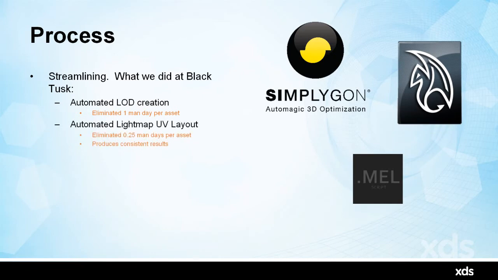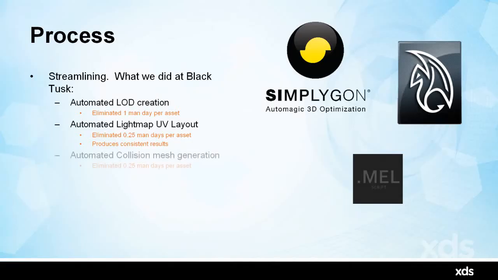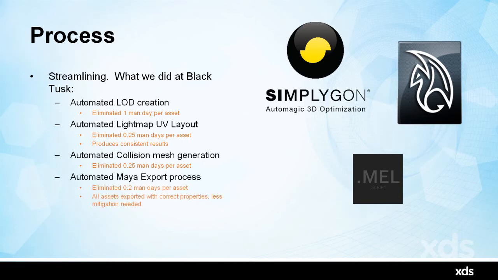Automated light map UV layout, so we just have tools to do that for us. We've been doing this for a while, so this is less new, but it saved us 0.25 man days per asset. We automated collision mesh generation, which saved 0.25 days per asset. This stuff starts adding up when you have thousands of assets. We automated the Maya export process, saving 0.2 man days per asset, and all assets have the proper metadata associated with them. It's not up to the artist to pick it.